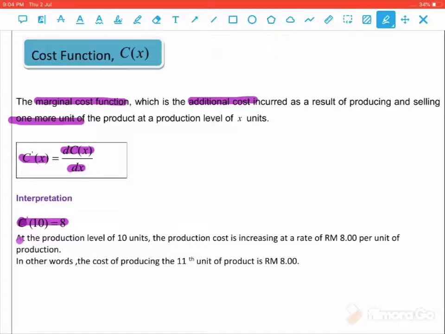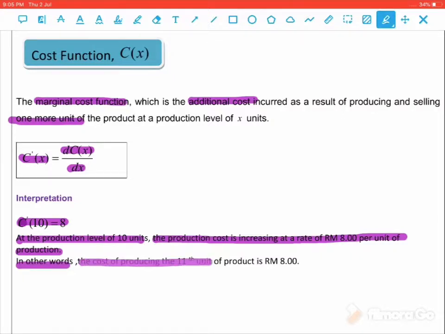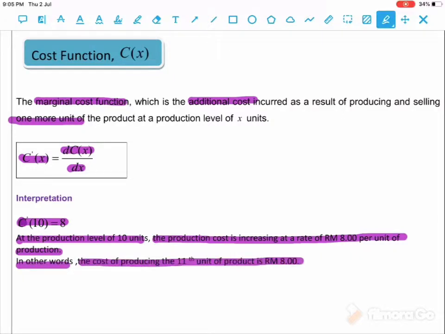We can interpret it like this: at the production level of 10 units, the production cost is increasing at the rate of 8 ringgit per unit of production. Or in other words, the cost of producing the 11th unit of product is 8 ringgit. We can interpret it like this.